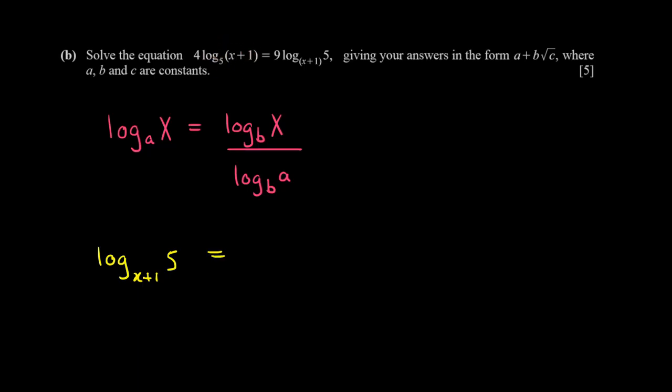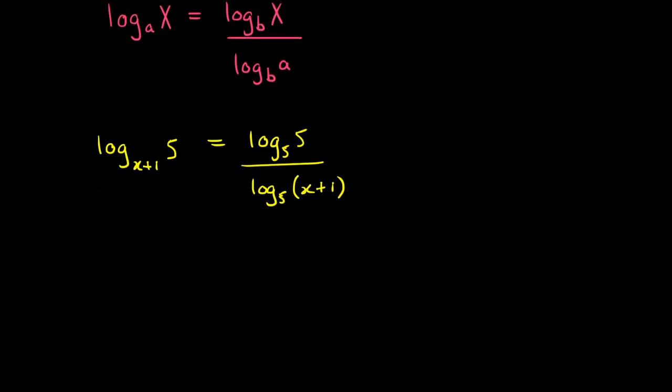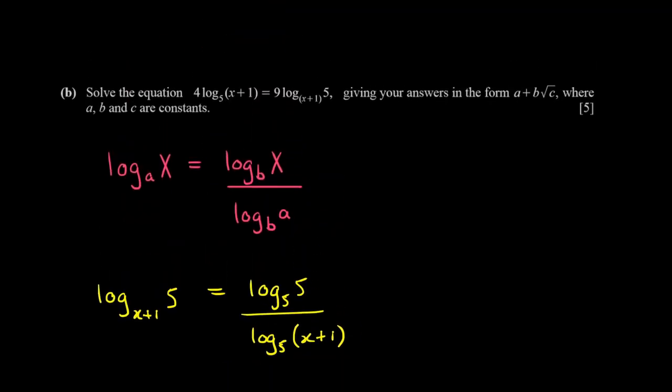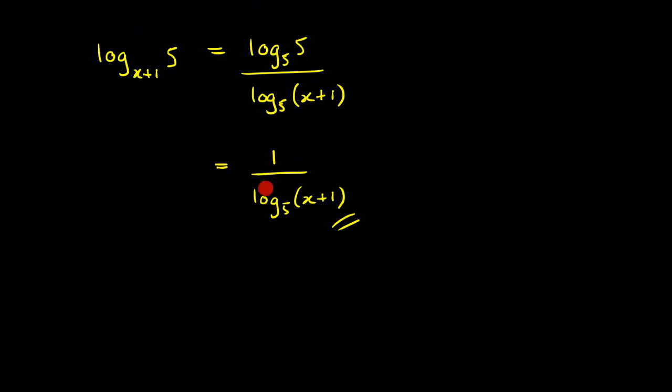So if I do that, I'm going to get log base 5 of 5 over log base 5 of the old base. And the old base was x plus 1. Okay, and log base 5 of 5 is just equal to 1. So this thing is actually 1 over log base 5 of x plus 1. Okay, so now that we've done that, I can take this equation and replace the log base x plus 1 of 5 with this thing here. So that's what I'm going to do.